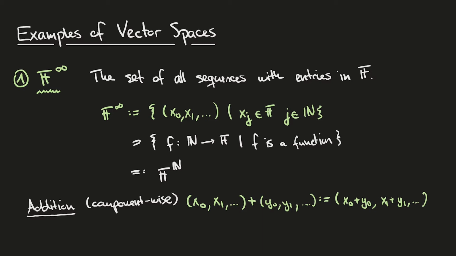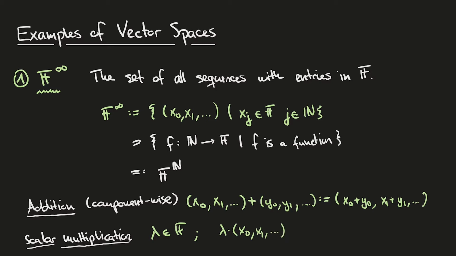Finally, we need to define a scalar multiplication. This should again be familiar. Given some lambda in f, we define the scalar multiple of a sequence x0, x1, and so on, simply to be the sequence that contains as entries lambda x0, lambda x1, and so on. So this is again the same definition that we saw in the case of fn, and we note that since lambda is an element of f and x0 is an element of f, their multiple lambda x0 is again an element of f, so this definition makes sense.